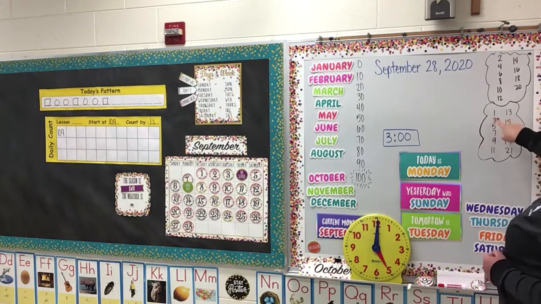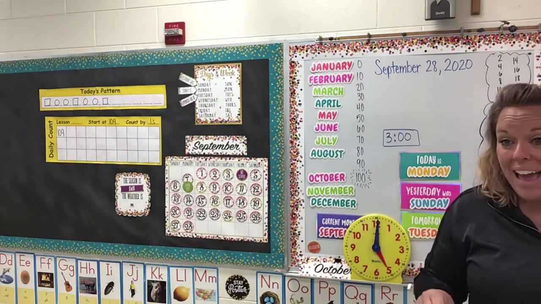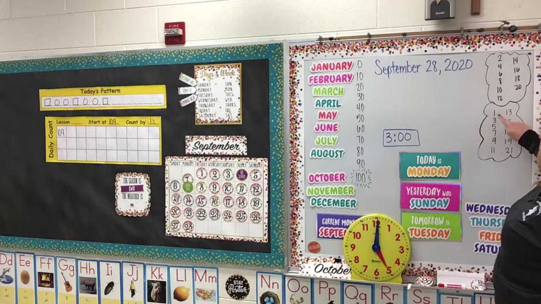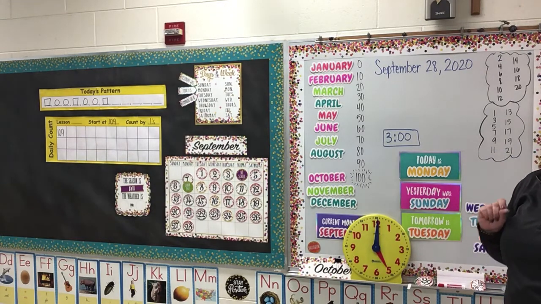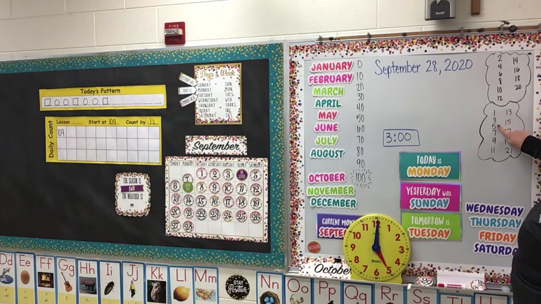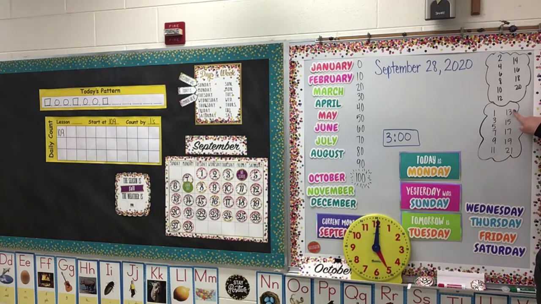And we have our odd numbers. Remember, our odd numbers are 1, 3, 5, 7, 9, right? Here we go. 1, 3, 5, 7, 9, 11, 13, 15, 17, 19, 21. Let's do that one more time. 1, 3, 5, 7, 9, 11, 13, 15, 17, 19, 21. And go backwards. 21, 19, 17, 15, 13, 11, 9, 7, 5, 3, and 1.